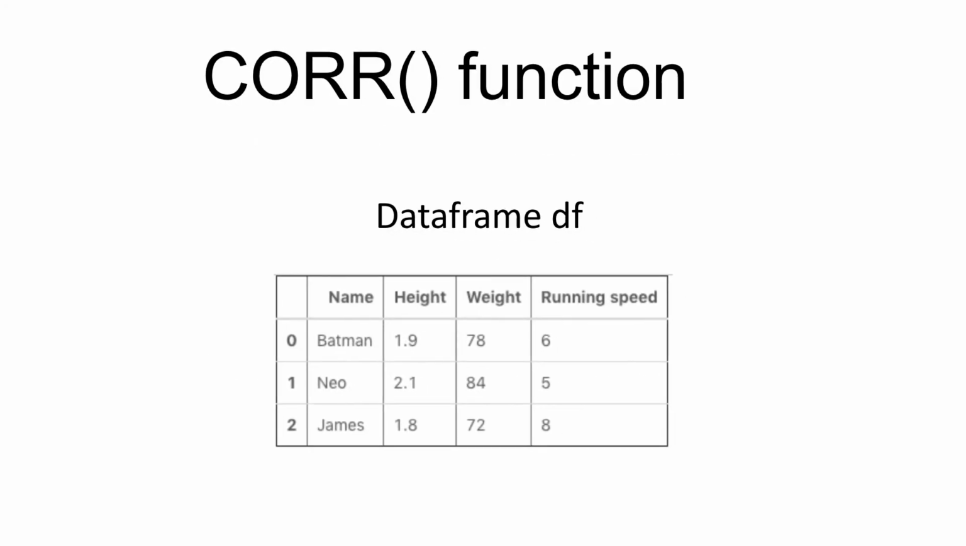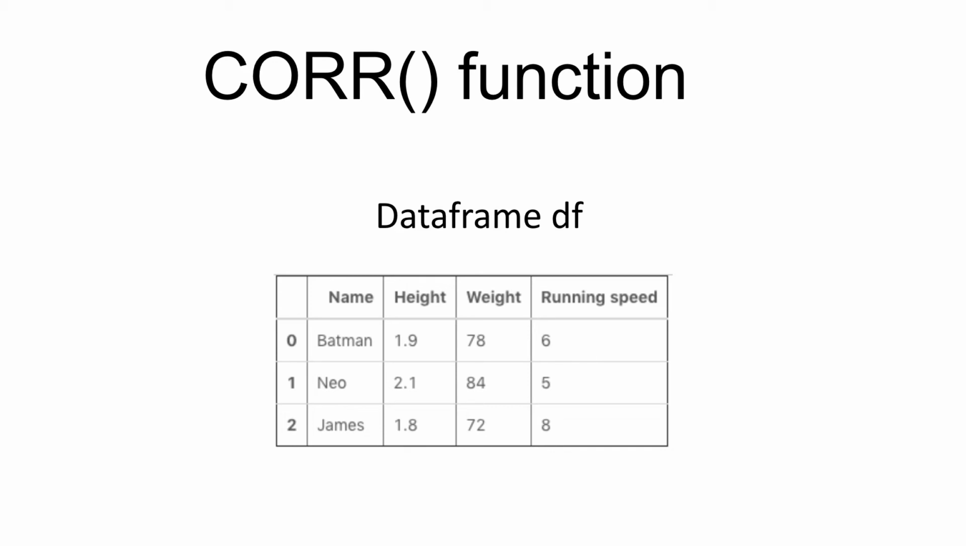Let us now see an example of how to find a correlation among columns of a data frame using the CORR function. Let us take a data frame df which contains the columns name, height, weight, and running speed. There are 3 rows in the data frame. Using the function CORR, we can find a correlation between the numeric columns of the data frame df.